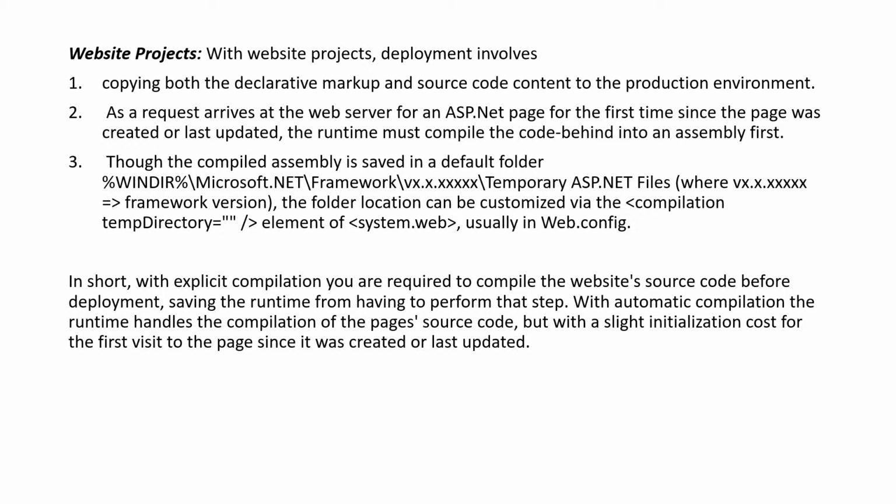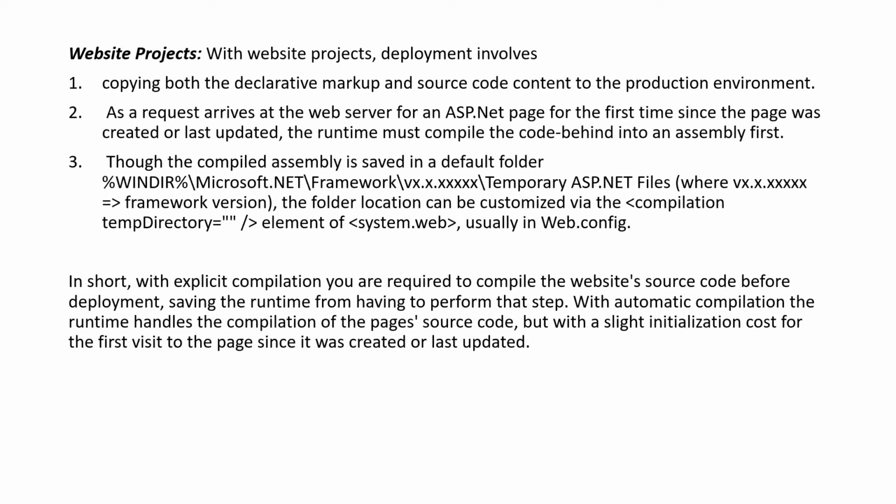Okay, now the compiled assembly is saved in a default folder, which is %windir% on your computer, \Microsoft.NET\Framework\ the version \Temporary ASP.NET Files. The folder location can also be customized via compilation tempDirectory equals, within quotes you can give the folder path if you want to put it elsewhere in your file system, and it is a part of the system.web tag under the web.config file.